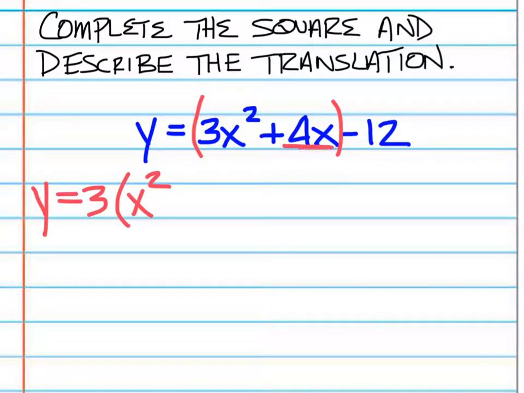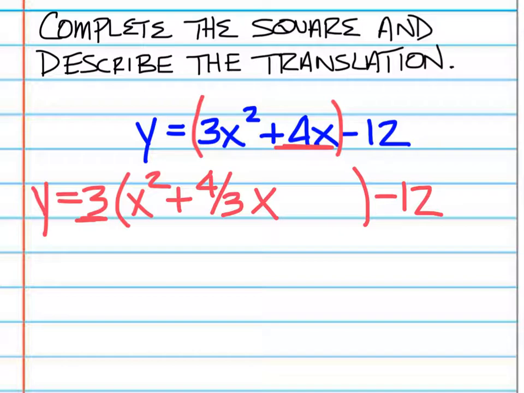But 4, I have a 4 divided by 3. Just write it as 4 over 3, with an x, leave a space, and then your minus 12. Just think of it as not even finishing the problem.